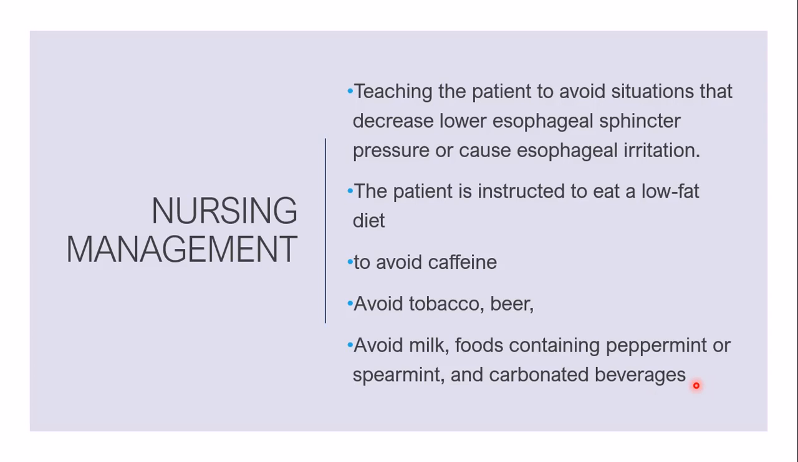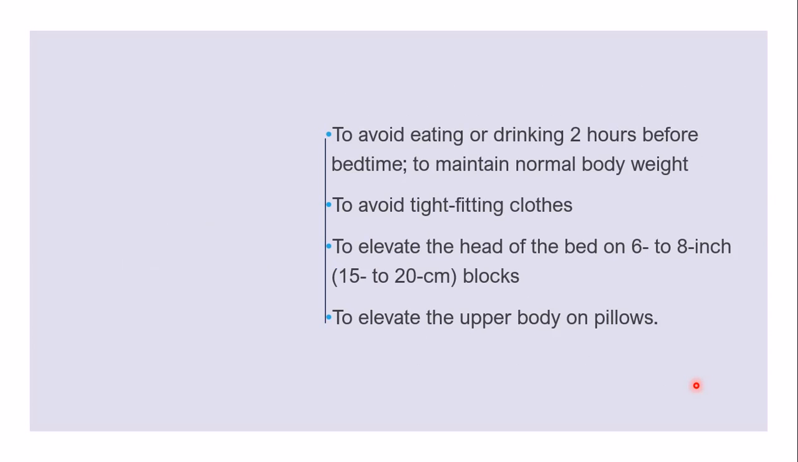So the patient needs to avoid all these things, and you have to explain to your patients that these foods are restricted for a while until he gets better. Then there is something else too: avoid eating or drinking 2 hours before bedtime, and maintain a normal body weight, because these patients will be facing problems with eating. They may be overeating or undereating, so we have to tell them to avoid eating and drinking before bedtime. Now I'm going to tell you why.